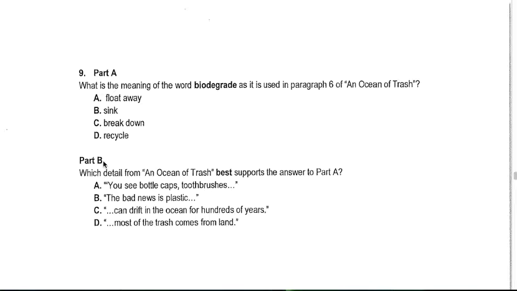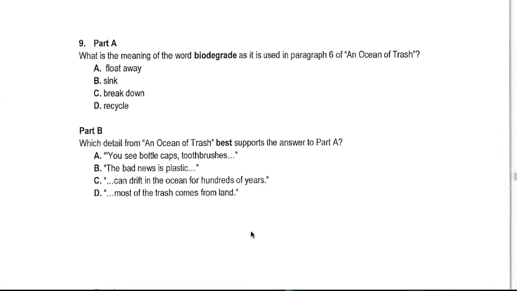Part B. Which detail from An Ocean of Trash best supports the answer to Part A? You see bottle caps, toothbrushes. The bad news is plastic can drift in the ocean for hundreds of years. Most of the trash comes from land.